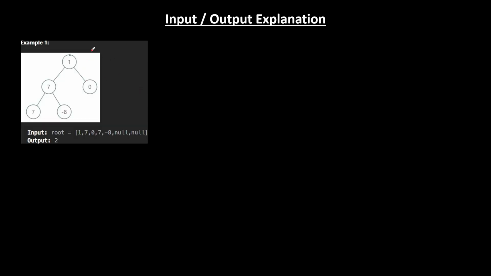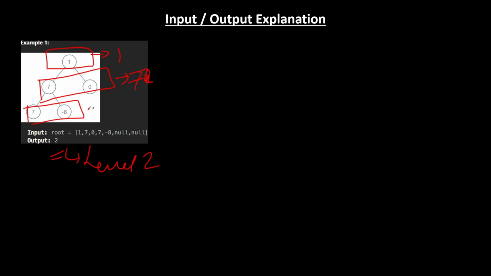Now let's understand the input-output explanation. Here you can see you are given this binary tree and the output is 2, which means level 2. In the first level, we have a sum of 1. For the next level, we have a sum of, it's not 2 actually, 7. For this level, we have minus 1 as the total sum. So out of these three levels, we can see that level 2 has the maximum sum, so our output is 2. This is a pretty simple explanation of input and output. Now let's move to the next slide.